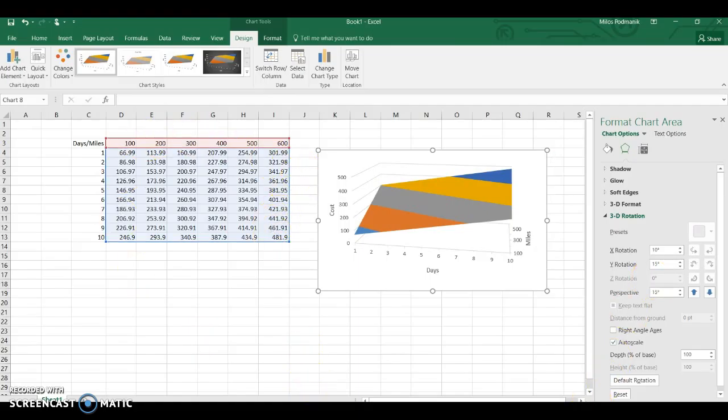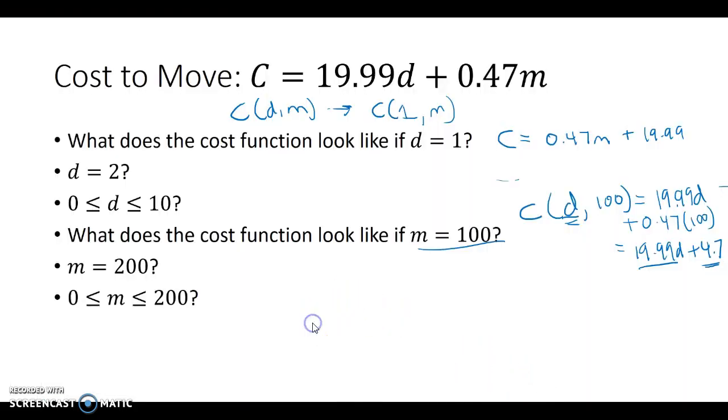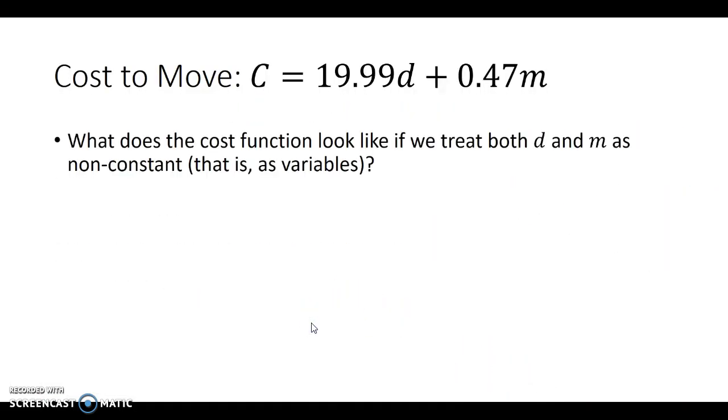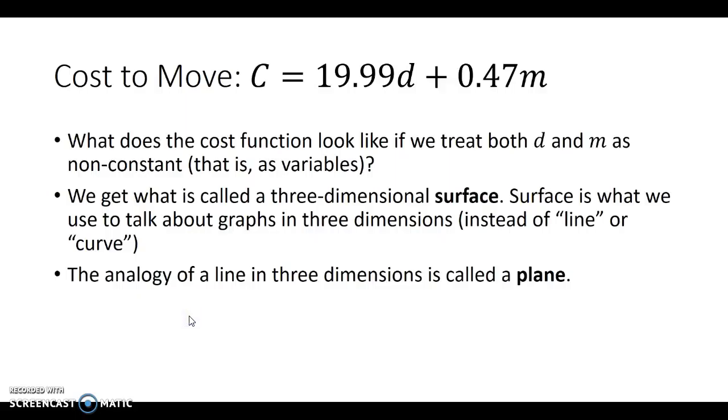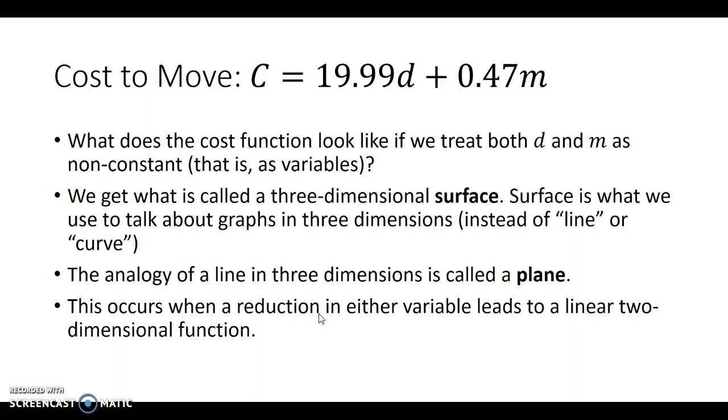The main takeaway right now at this point is that we get what is called a 3-dimensional surface. Surface is really just what we use to talk about graphs in 3D. Instead of calling them lines or curves, that doesn't really make sense in 3D. This is the analogy of a line in 3 dimensions, and it's what's called a plane. So if you're dealing with a situation where both functions are linear, in terms of the reduction function with respect to one variable or the other, if they're both linear, then the resulting 3D graph is a plane.